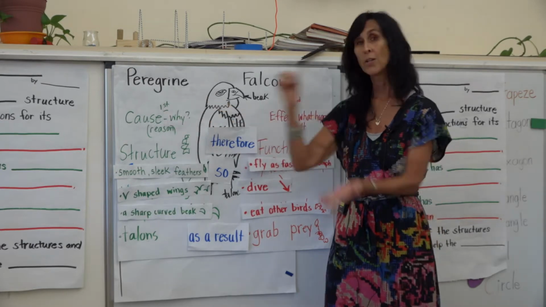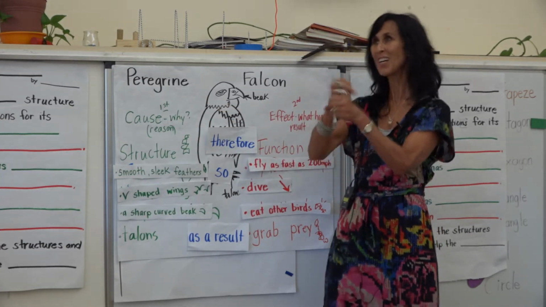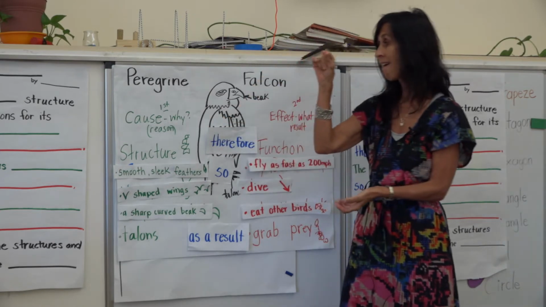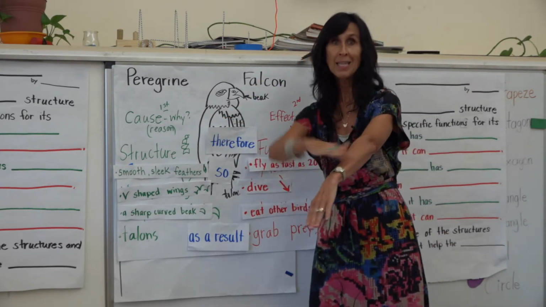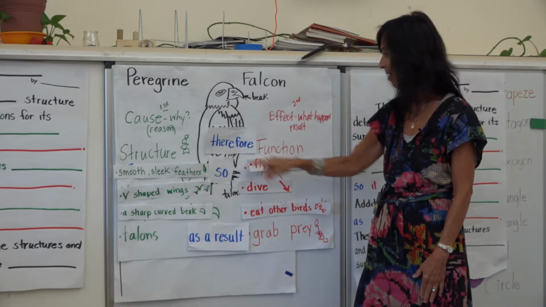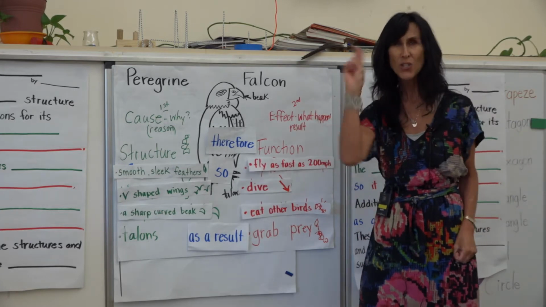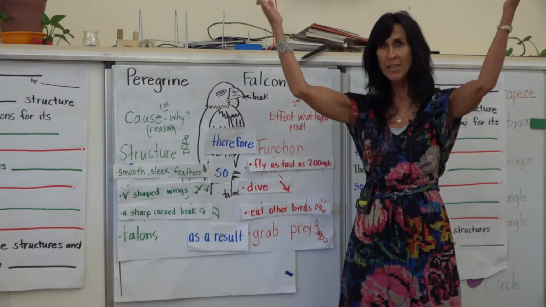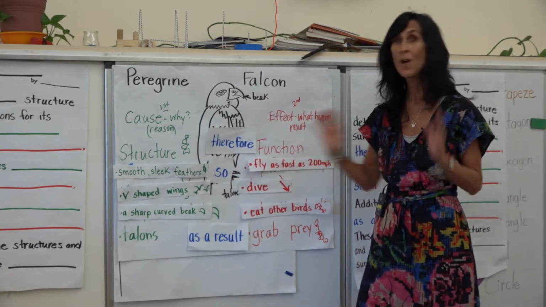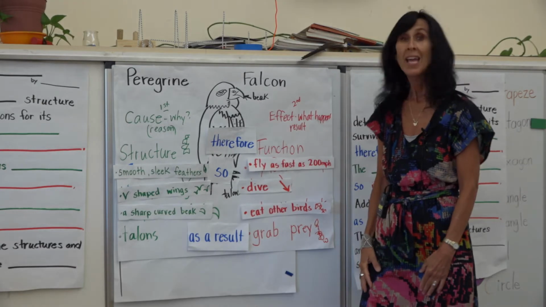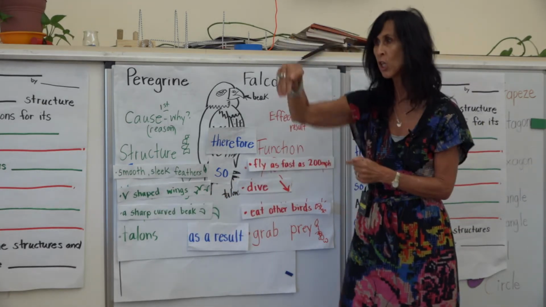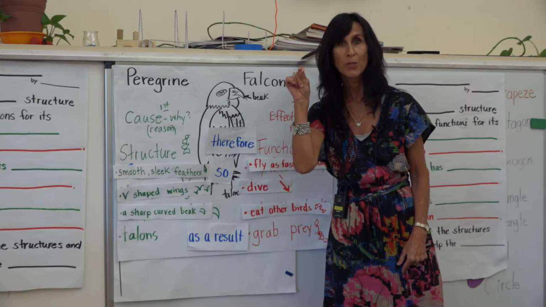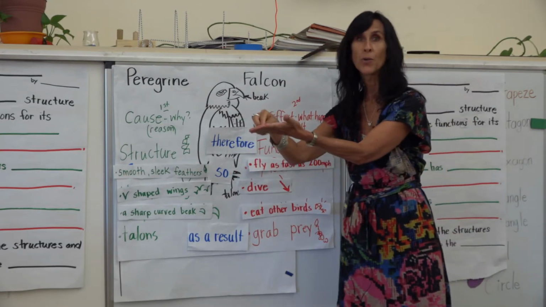So let's review the structures and the function of the peregrine falcon. The peregrine falcon has smooth, sleek feathers. Therefore, it can fly as fast as 200 miles per hour. The peregrine falcon has V-shaped wings, so it can dive. It also has a sharp, curved beak. As a result, it can eat other birds. All these are facts about the peregrine falcon.